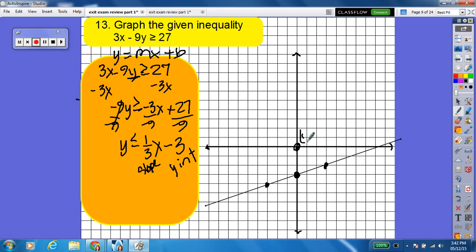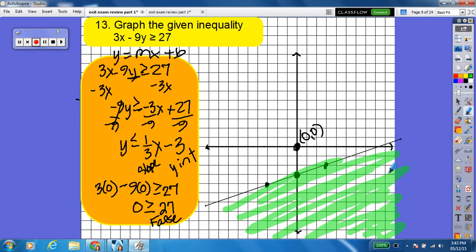Since 0, 0 is not on our line, we can test it by plugging it in. So we plug it into your original equation here. So 3 times 0 minus 9 times 0 greater than or equal to 27. Well, I'm sorry, but 0 is not greater than 27. So this is false, which means that 0, 0 is not part of my answer set. So I would shade the other side of my line. So I would shade on this side.